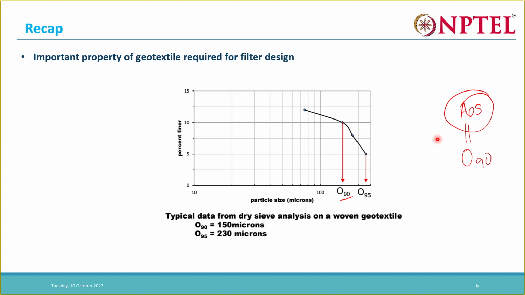And what is actually this apparent opening size? AOS is O95 actually, not O90. Sometimes O95 is called AOS, sometimes O90. So generally O95 is called apparent opening size. Okay, O95 is the apparent opening size. So these are some of the properties of the geotextile that we should know.